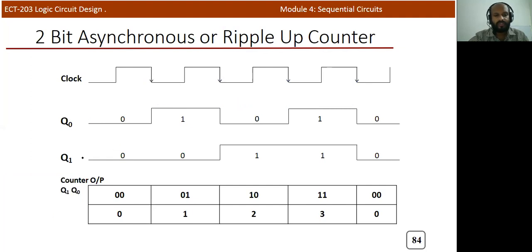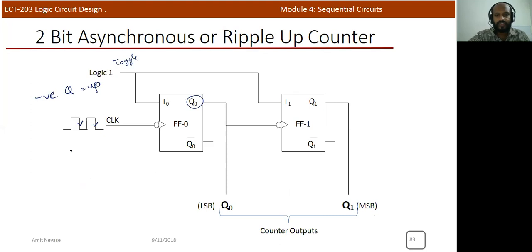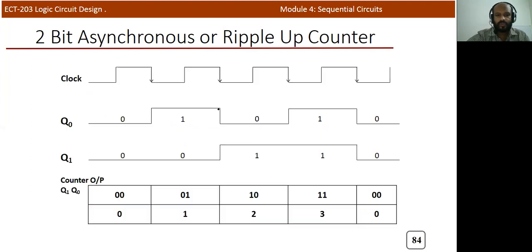Now we need to check Q1. In the case of Q1, we need this particular clock, and this clock signal is Q0. So don't consider this clock. Q0 will act as the clock signal for the Q1 output, and we are using a negative edge triggered clock, so this particular instant will act as the falling edge clock.